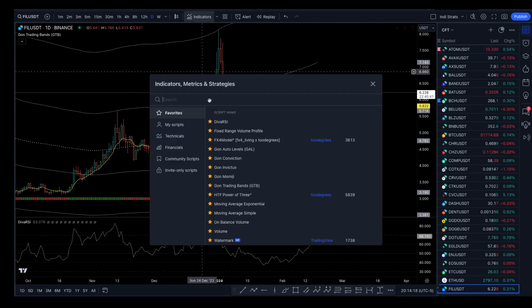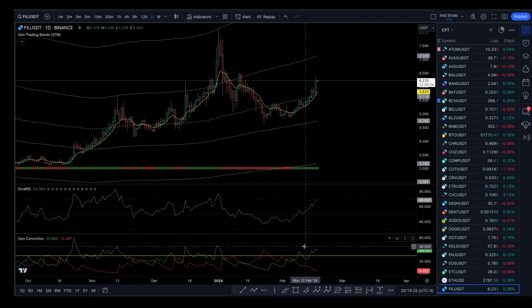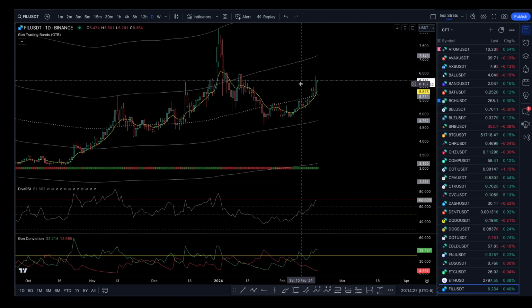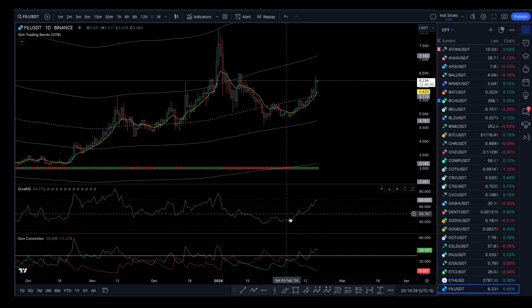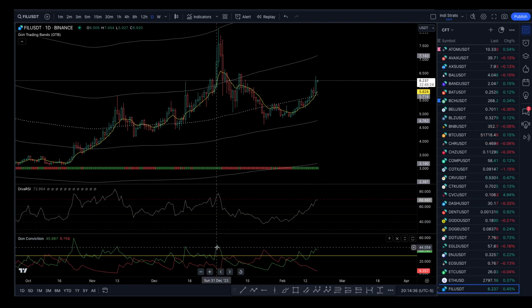Let me add Gon Conviction 2. And again, this is the second level of confluence. So main, Gon Trading Bands. One confluence I like to see is the DivaRSI and the Gon Conviction. It's only like the cream on the top.